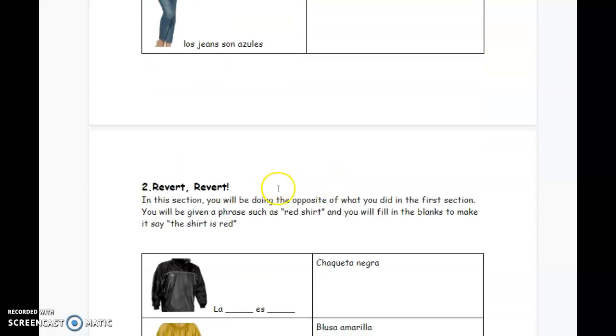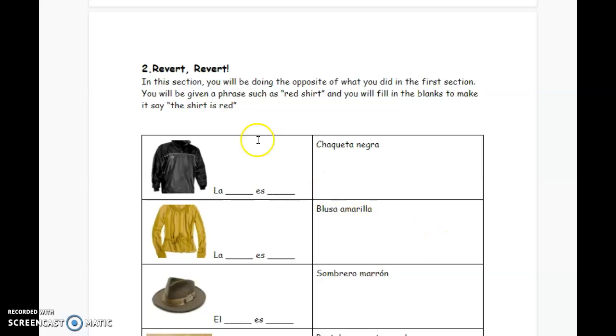This one's titled Revert, Revert. In this section, you're going to be doing the opposite of what you did in the first section. You're going to be given a phrase such as red shirt, and you need to fill in the blanks to make it say the shirt is red. So as you can see in the first one, we have a picture of a black jacket. We have the words la blank es blank.